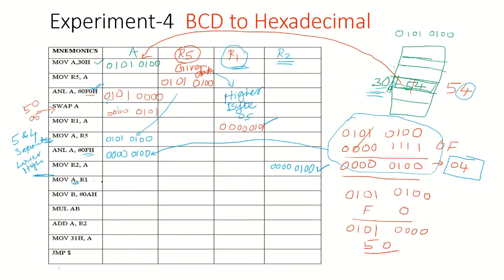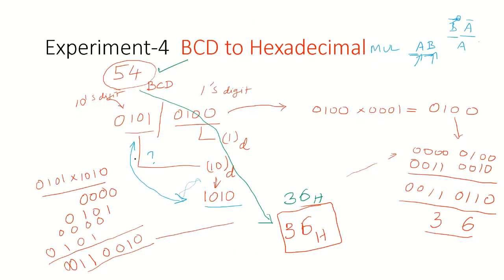Now you see this R1. The content available in R1, which is the higher order byte, this number, is loaded into the accumulator. The accumulator will now have 00000101. Now this 5 must be multiplied. If you see the manual calculation, 5 is multiplied with 10, which is 1010.